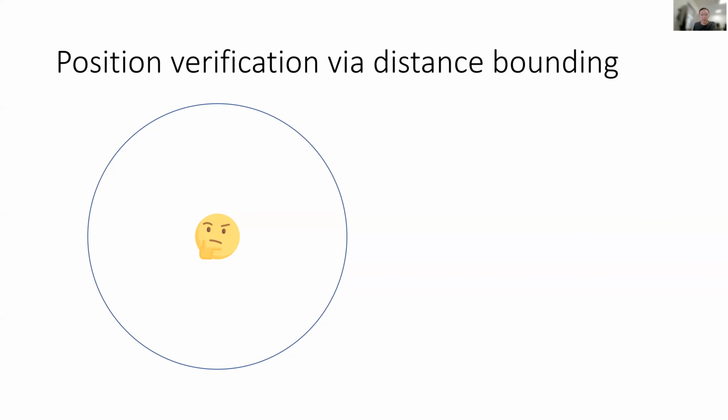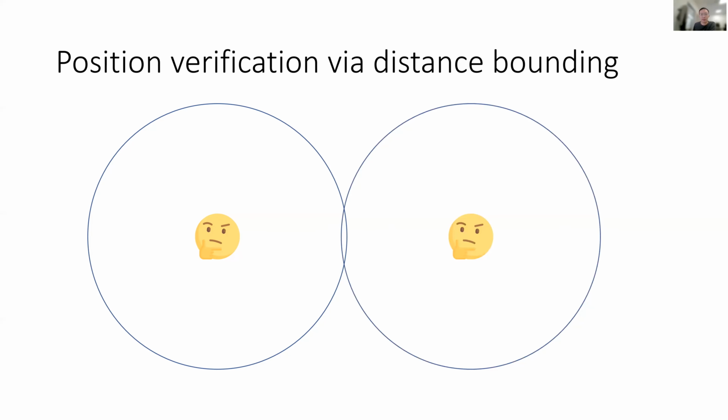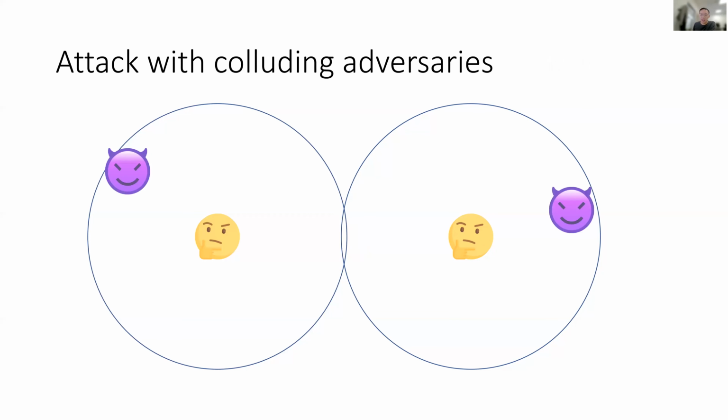In order to improve the precision, what you could do is to just have multiple verifiers and repeat this process. And then you can, at the end, triangulate where the prover is. But the issue with this approach is that if there are multiple provers or multiple adversaries and they are colluding, then they can incorrectly convince the verifiers that they're at an incorrect position. So in this example, they can convince the verifier that they are at this location, while in reality, one is over here, one is over there, and none of them are even close to this position.